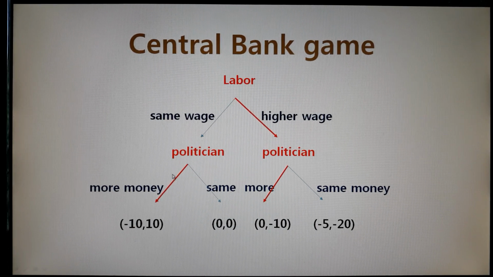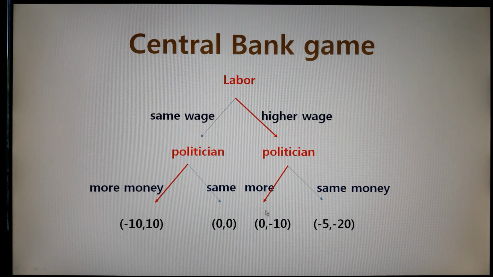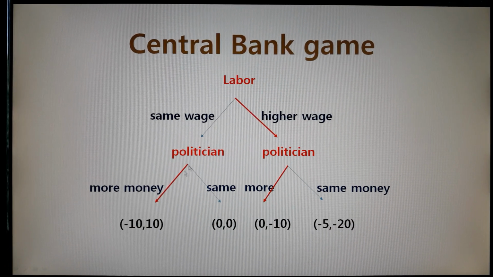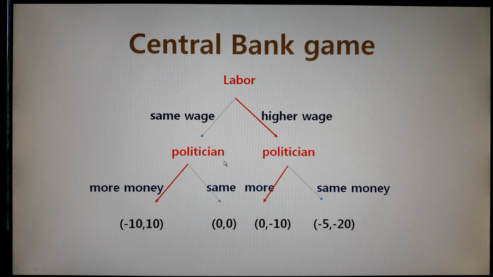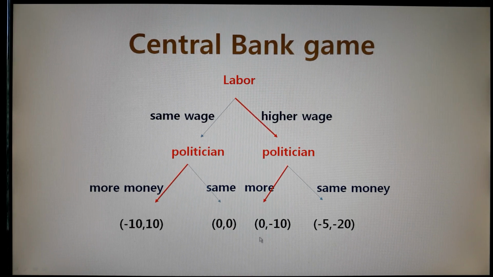"Don't increase your wage, but we will increase inflation." The labor union said, we are getting 0 right now. Are you asking me to move to -10? So the only thing politicians can say is, if you maintain the same wage, we'll never print out more money. So you will get 0 right now at the subgame perfect equilibrium.